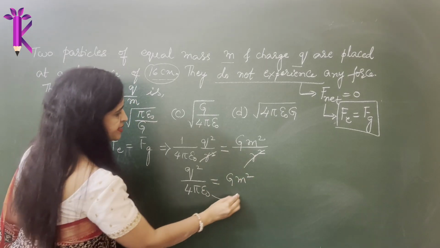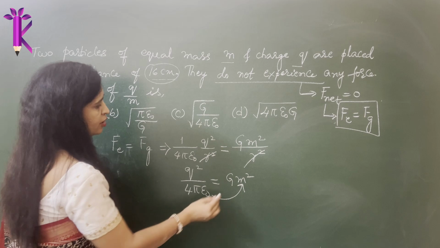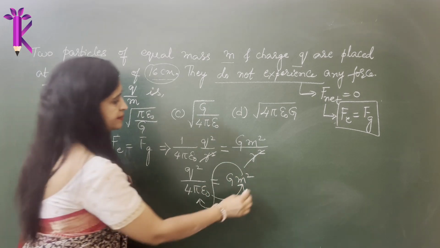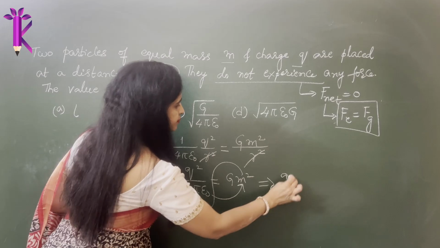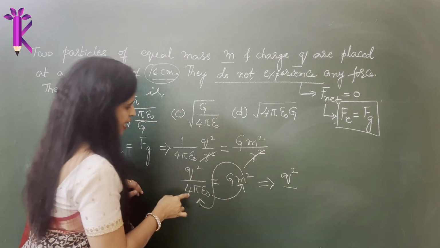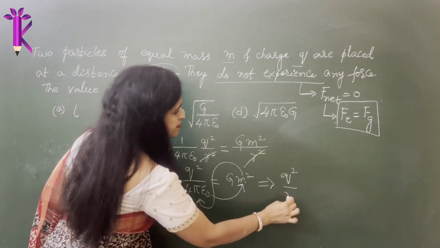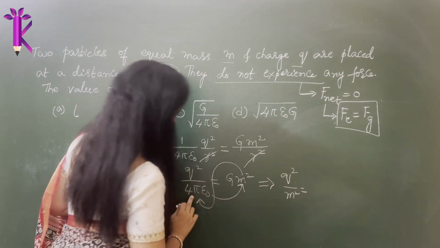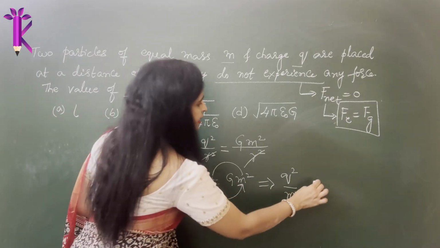Now what will I do? I send 4 pi epsilon naught here and bring m square to this place. So what will happen? This will be q square divided by m square, in place of 4 pi epsilon naught. It is equal to, you already have G, and then you are bringing in 4 pi epsilon naught. Let's rearrange that.